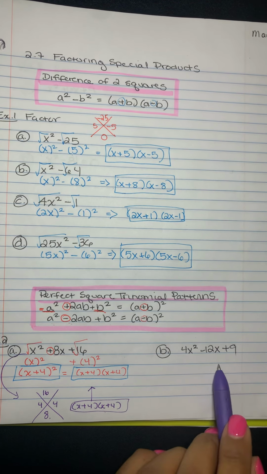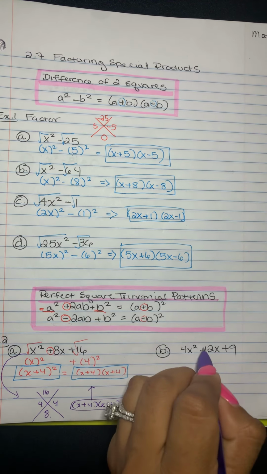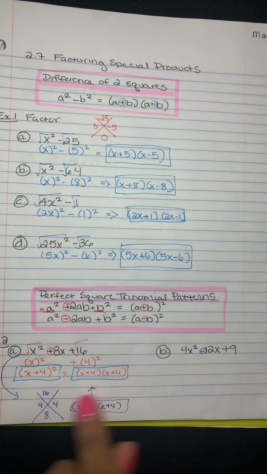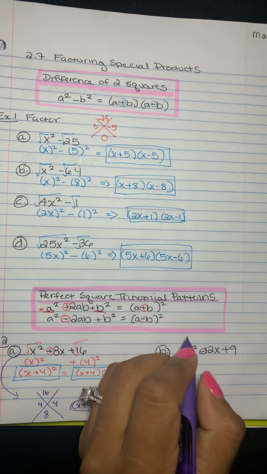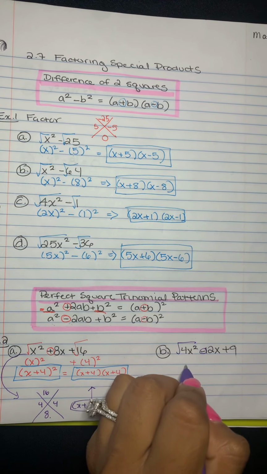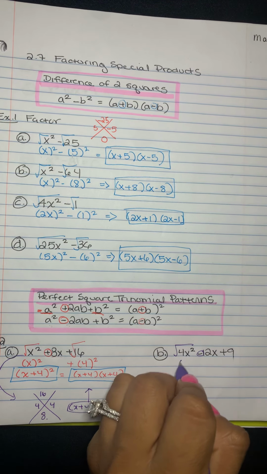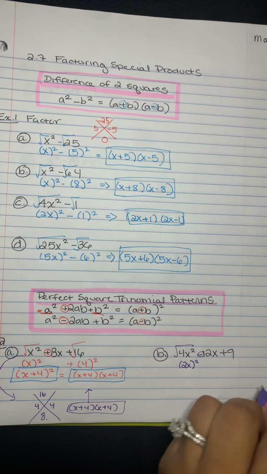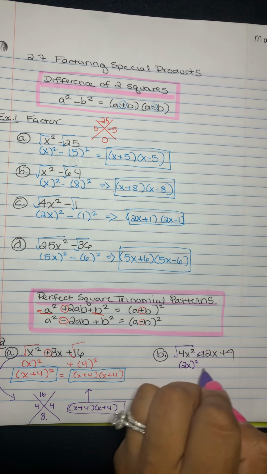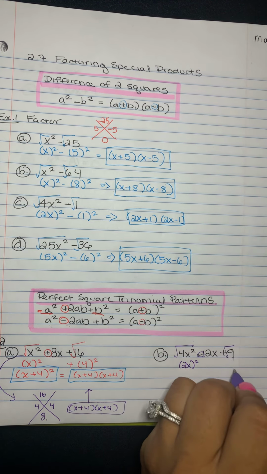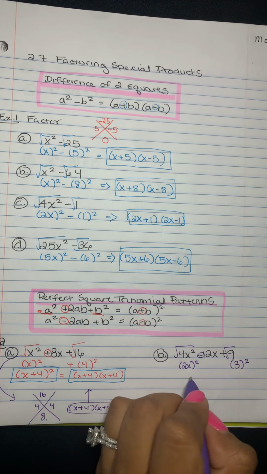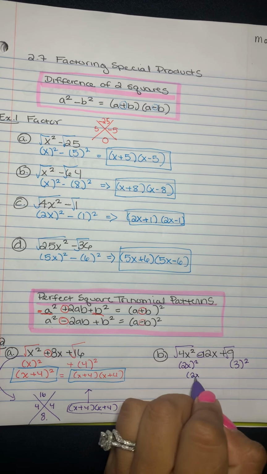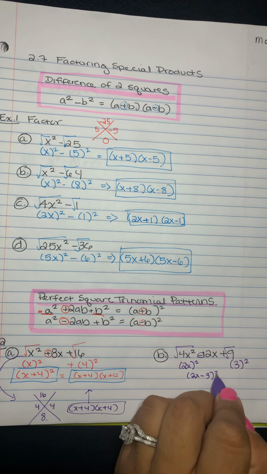Okay, we know that this is a perfect square trinomial. We know that we have a negative here. So instead of positive, we're going to replace it with a negative. So if I take the square root of 4x squared, we said it was 2x squared. And if I take the square root of 9, this is 3 squared. Remember that minus sign says 2x minus 3 quantity squared.